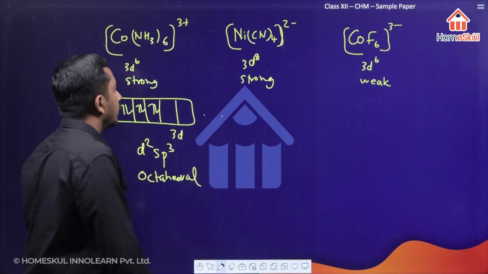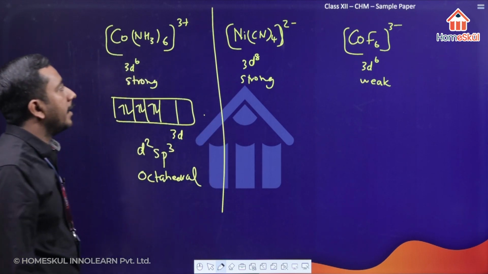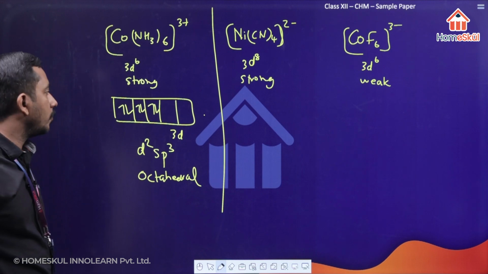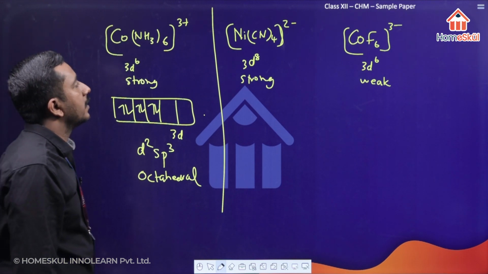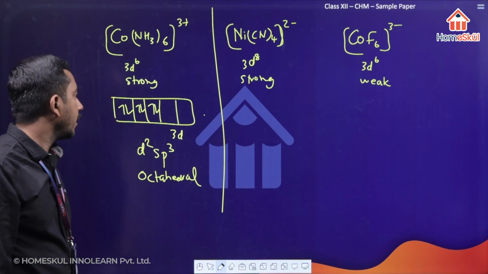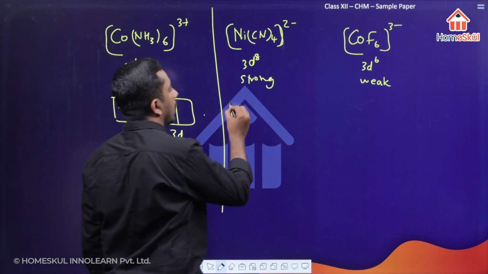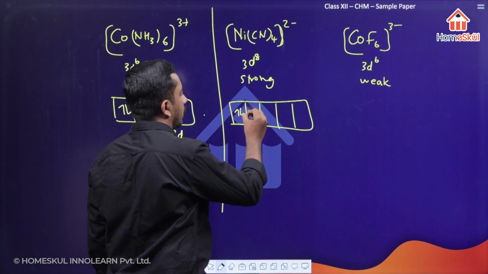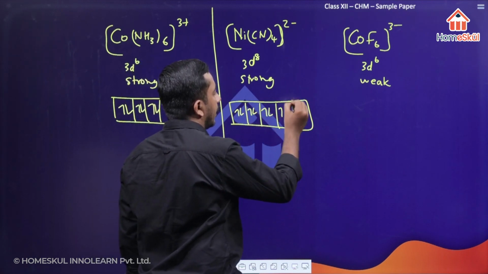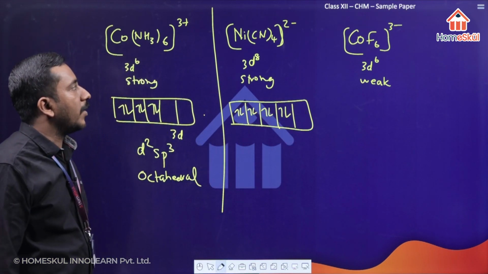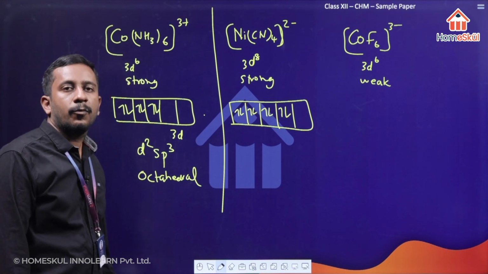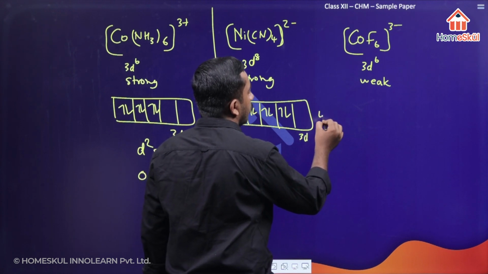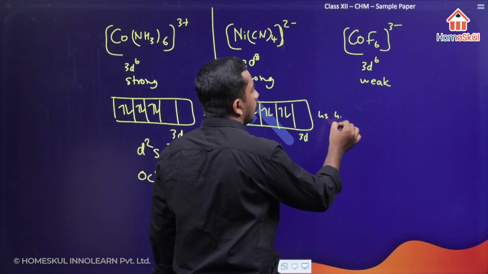Right. Now in the second compound, nickel is in the +2 oxidation state and the electronic configuration is 3d8. Now since cyanide is a strong ligand, there also the pairing of electrons is going to take place. So the 3d8 configuration will be written like this. And we only have 4 ligands, so we need 4 empty orbitals. So that is going to be 1 3d orbital, 1 4s orbital and 2 4p orbitals.